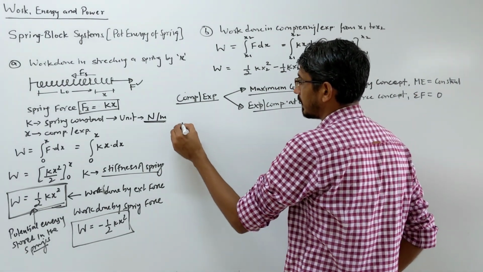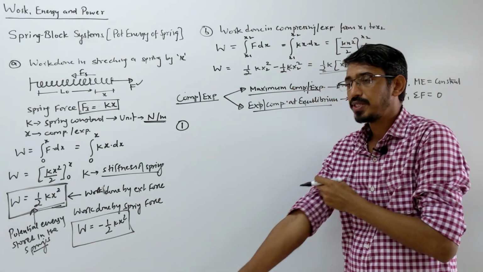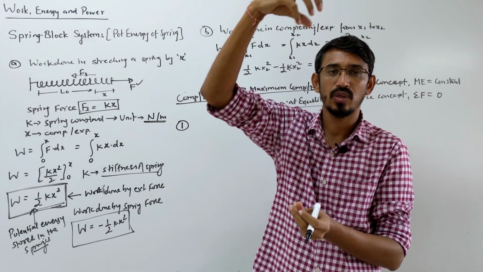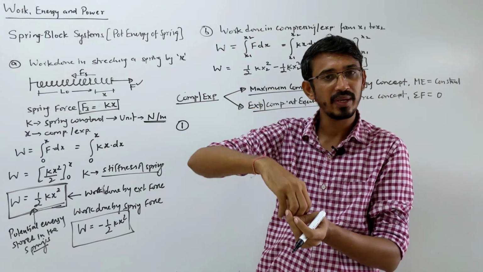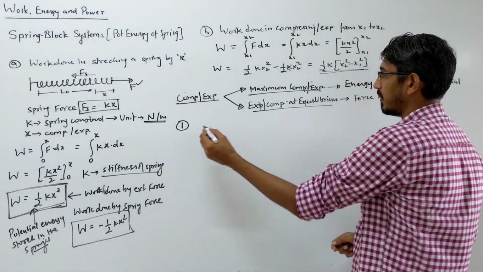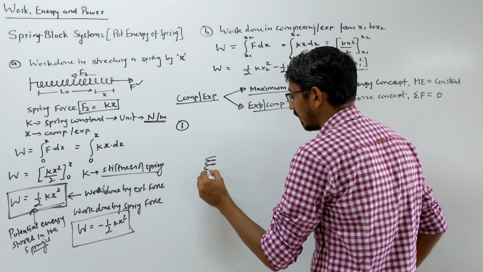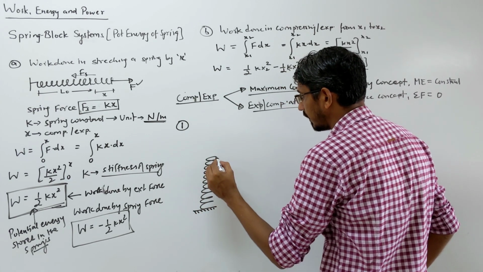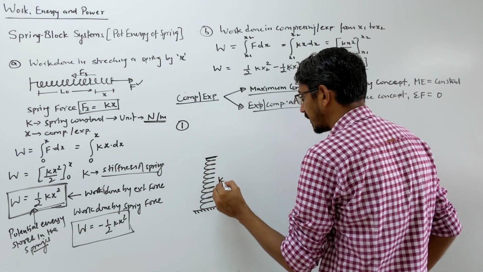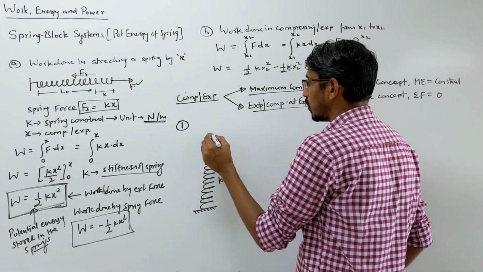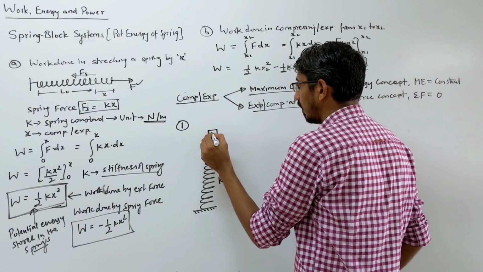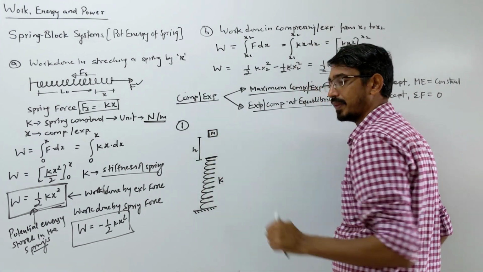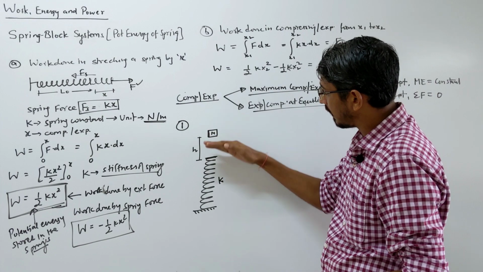Okay, first example. Suppose you have a spring placed vertically and fixed to the ground, with spring constant K. This is its natural length. Then you drop a block of mass M freely from a height H. The block will hit the spring and compress it.